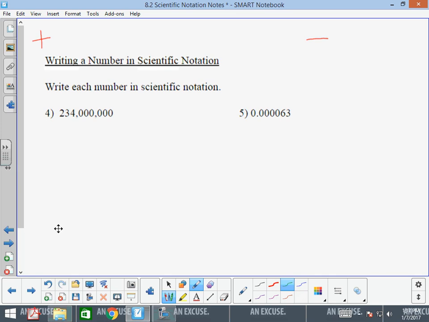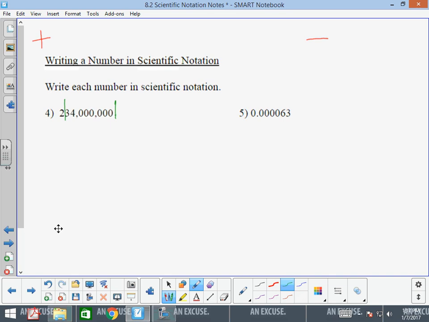So on number 4, the decimal is right here. It's at the back of the number. We don't have a decimal written, so it's at the back of the number. I want my decimal to be right here. Now, I'm using lines because I like to be able to show you what's between the two lines. The reason I want my line to be between the 2 and the 3 is because remember, we want our number to be between 1 and 10. So we have to move it between the 2 and the 3 because that would be 2 point something.